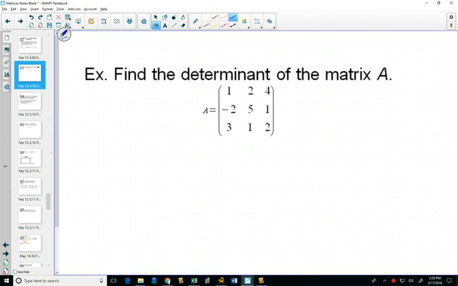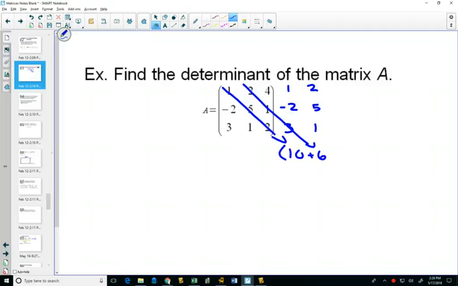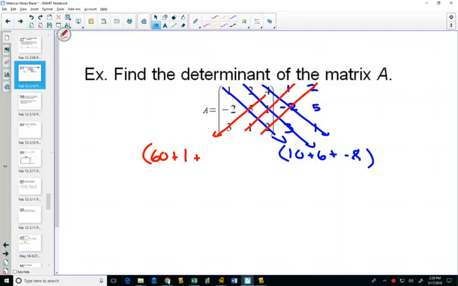There's this technique where you rewrite the first two columns, and then 10, 6, plus negative 8, and the red direction, 60, plus 1, minus 8. So if I add up everything in the blue one, you will get 8. If you add up everything in the red one, 53. 8 minus 53, negative 45.